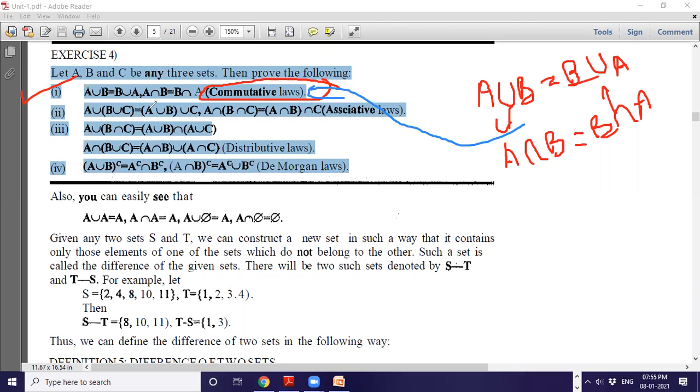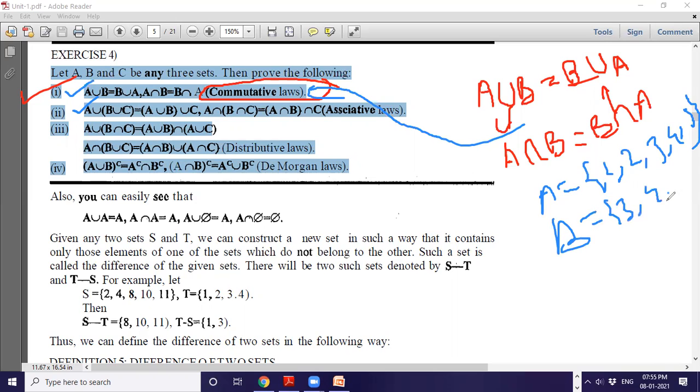Then next we have associative laws, that is A union B union C is equal to A union B union C. Similarly A intersection B intersection C is equal to A intersection B intersection C. आप लोग क्या करो, कुछ एलिमेंट्स लो. How you go about proving it is that you take a few elements of A, say 1, 2, 3, 4, 5. A के लिए ले लिया मैंने. And for B I am taking say 3, 4, 5, 8 and 9.